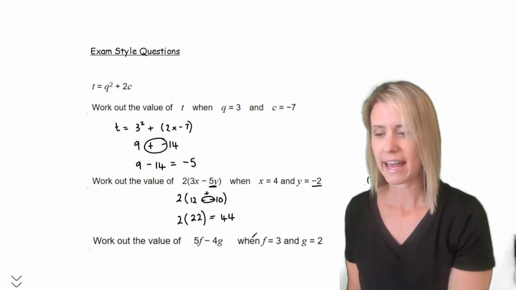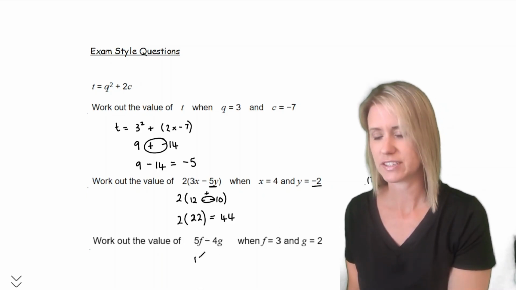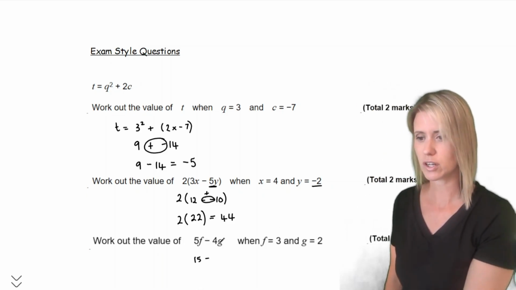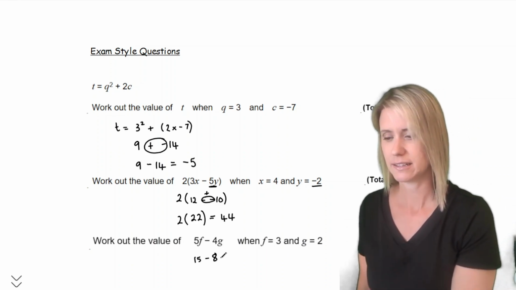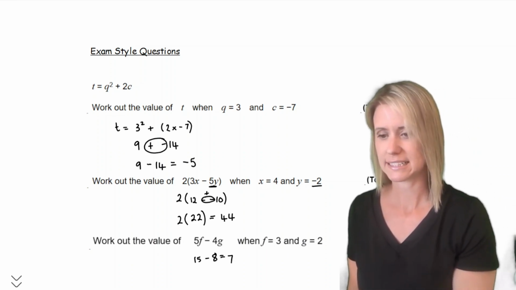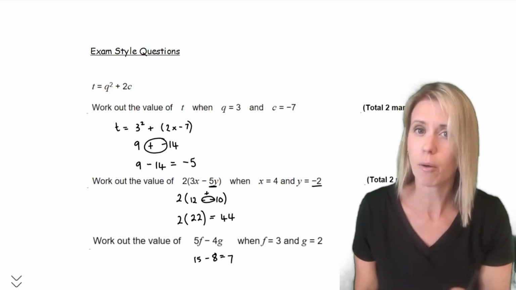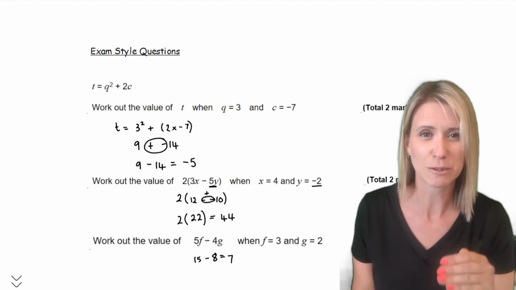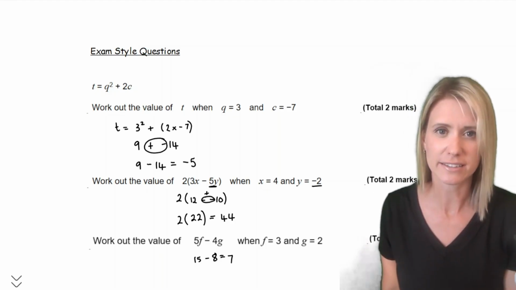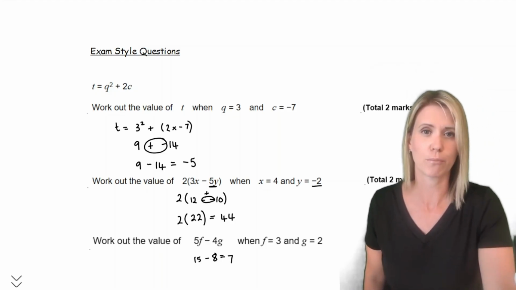Finally, 5f, 5 lots of 3 is 15, and we're subtracting 4 times 2, which is 8. 15 subtract 8 is 7. So they're the common errors, the common mistakes, the places that you just need to be extra careful, and how to answer some substitution questions on your maths GCSE.